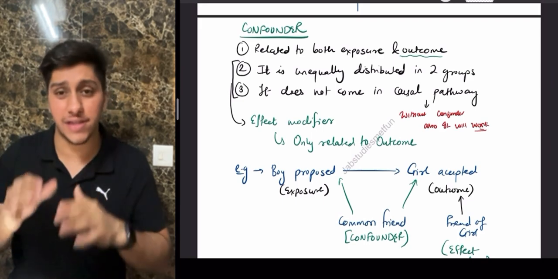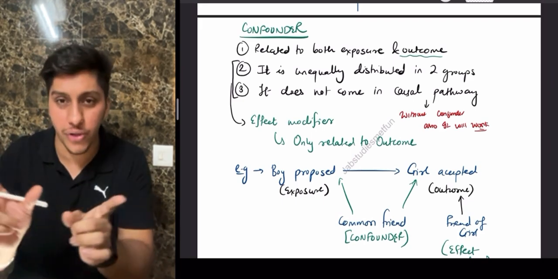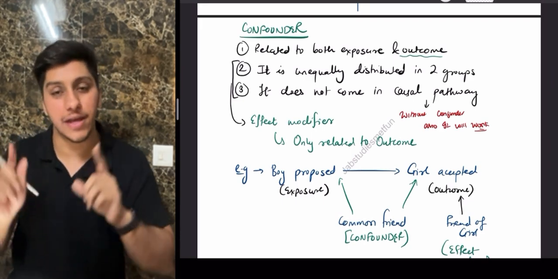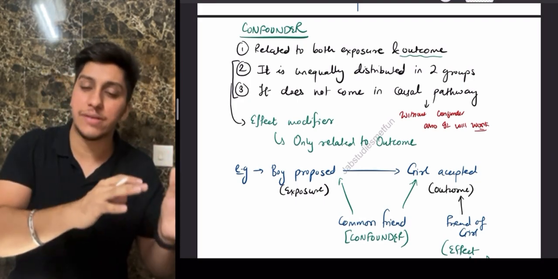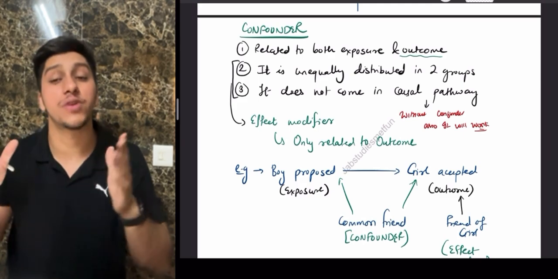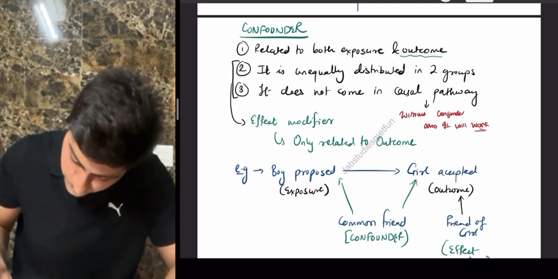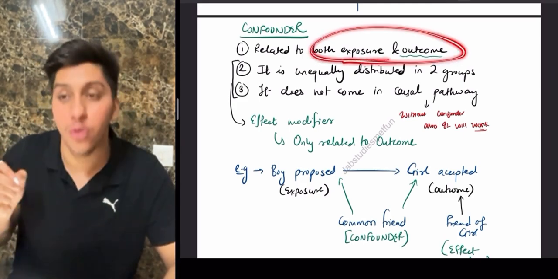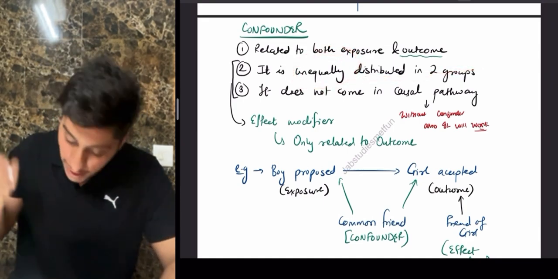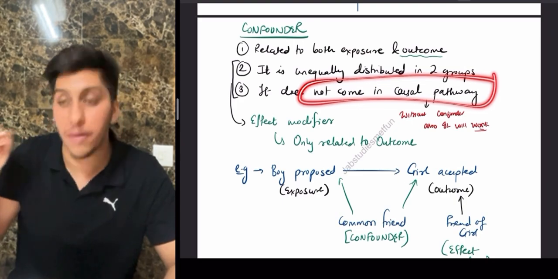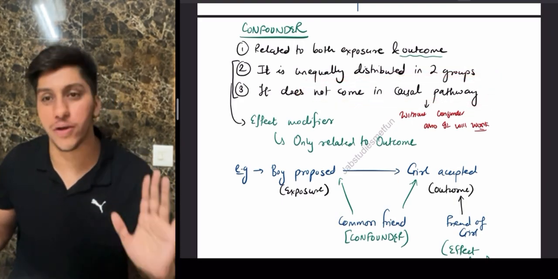If this best friend is there or not there, it doesn't matter. They both are going to get in relation. This best friend is correlated to both. Sometimes he's more of a best friend to the male, or sometimes he's more of a best friend to the female. So this is what a confounder is. It is related to both exposure and outcome. It is unequally distributed between both the groups. It does not come as part of the causal pathway. Okay, so I hope you understood it with this example.